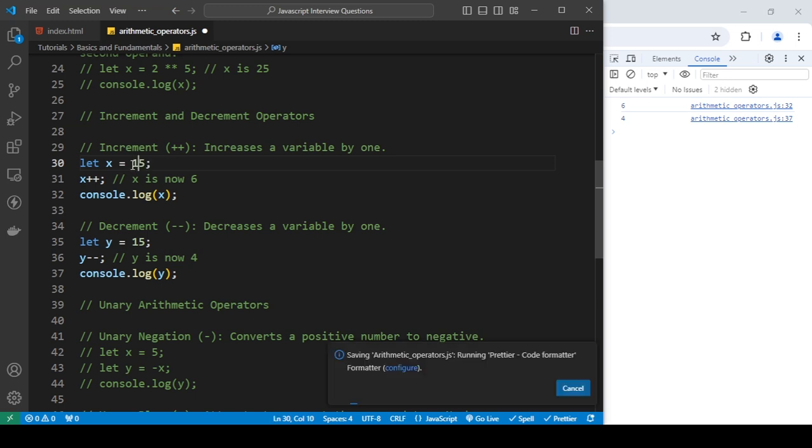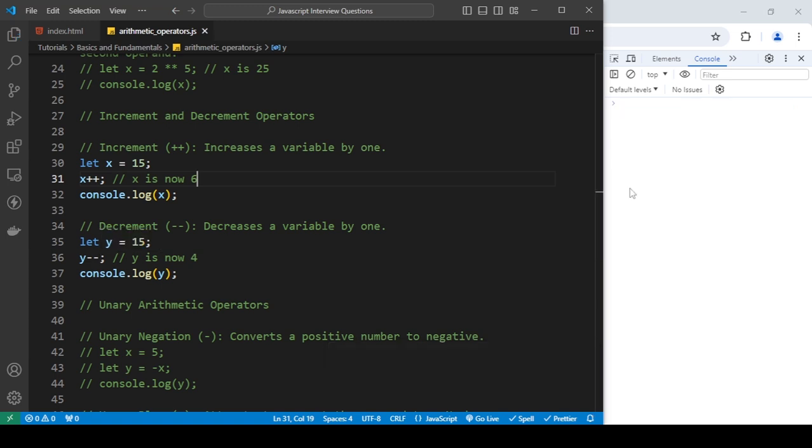So it's saying it's 15 now. Double plus means increment it, increase it by 1, and y is 15. Double minus means decrease the value by 1. As you can see, this is 16 and this is 14. So that's how increment and decrement work.